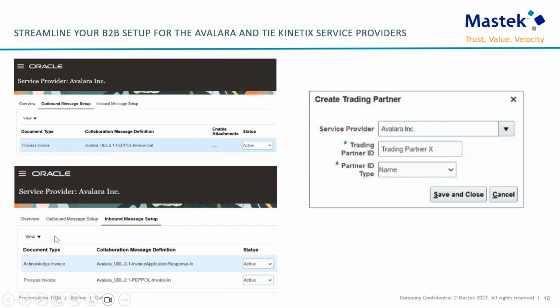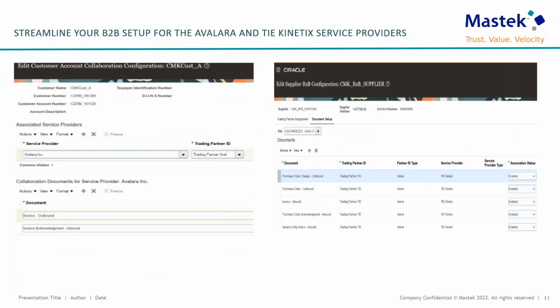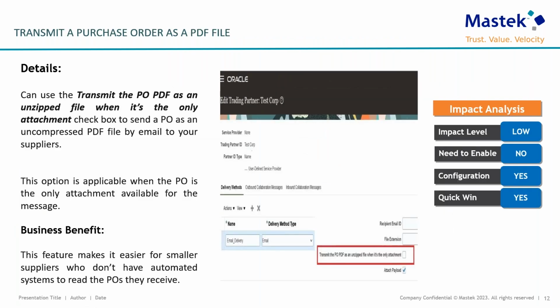We can set up acknowledge invoice and process invoice document setup as an inbound message setup, and this is how we can streamline the process. And again, these are the outbound and inbound settings that we need to configure. So this is how we can achieve this feature, and we can use this feature in our respective organization.